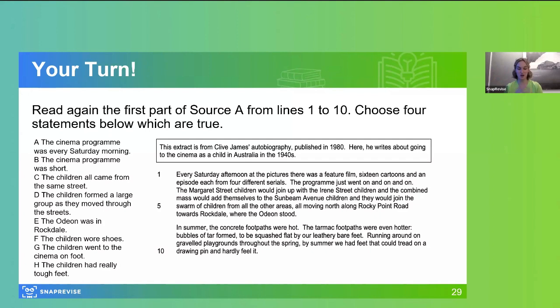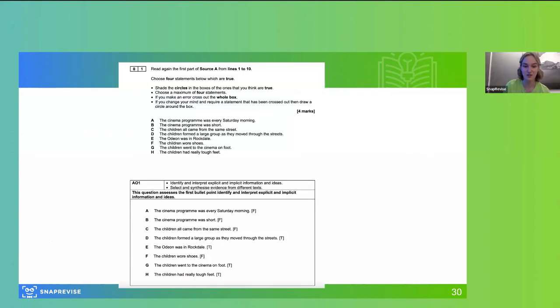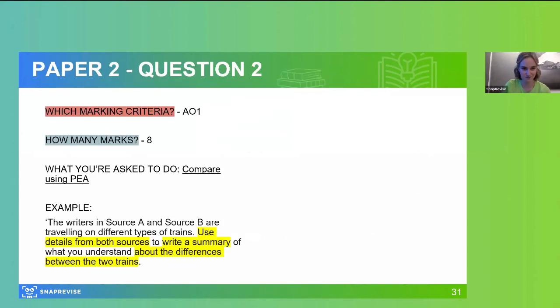As you can see, again, this question is something that shouldn't take you too long. It's quite self-explanatory, and as long as you understand and can make appropriate inferences, as you can all see, this is the marking scheme, then you will be absolutely fine with this question.